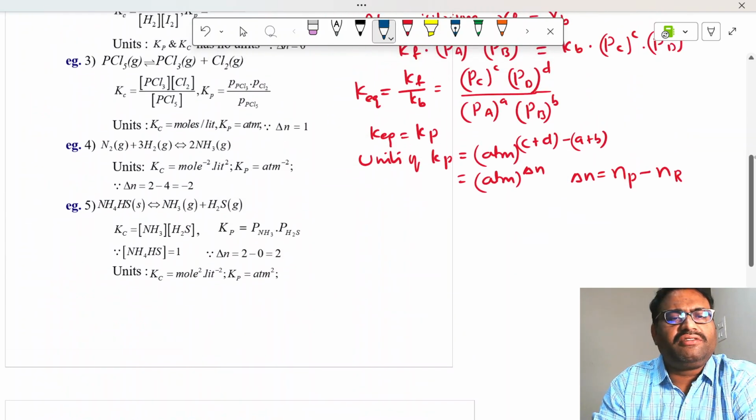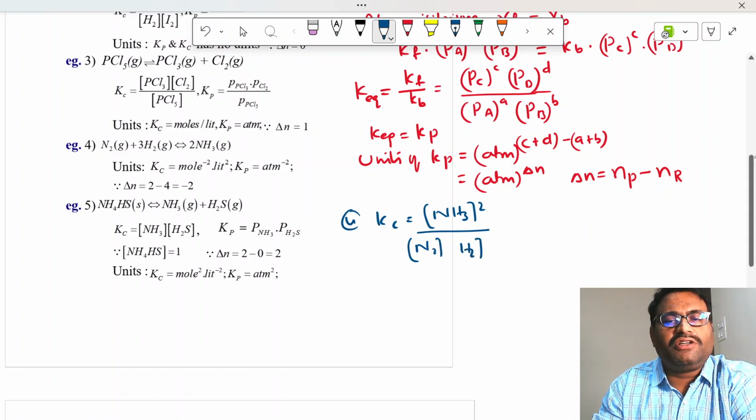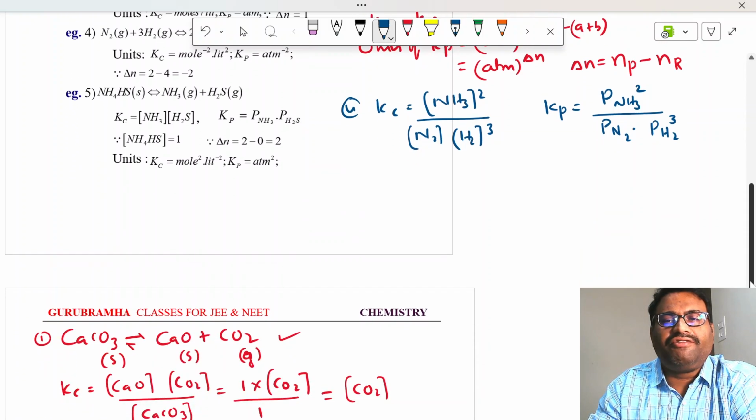In the same way, if you see N2 plus 3H2 gives rise to 2NH3, the fourth equation. How will you write Kc? NH3 concentration squared by N2 concentration into H2 concentration power 3. And how will you write Kp? Kp is equal to the partial pressure of NH3 squared by the partial pressure of N2 into the partial pressure of H2 cubed.